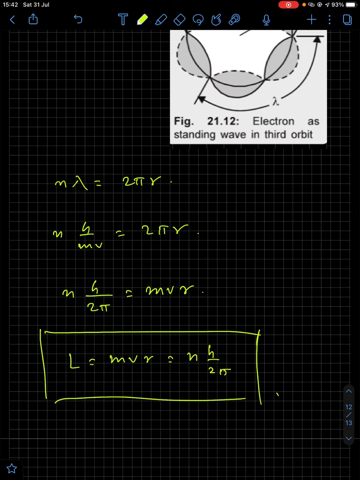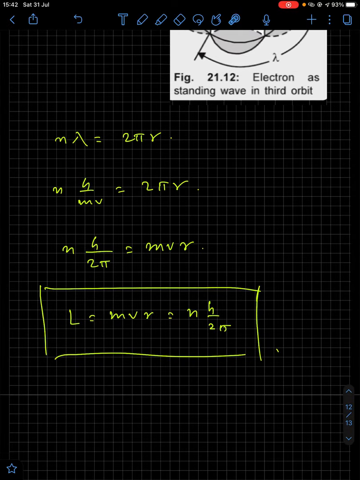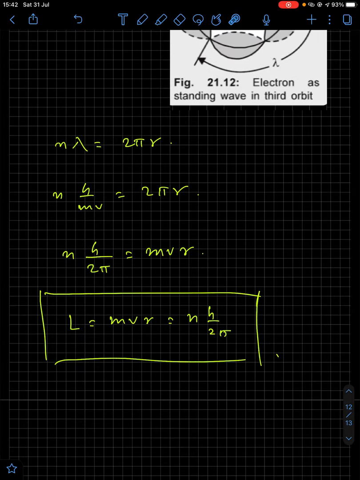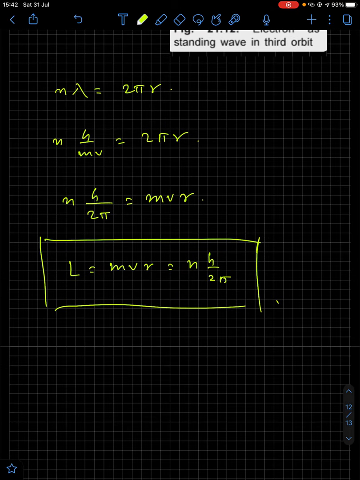So this is the expression that we need, and therefore Niels Bohr said that an electron can exist only in those orbits whose angular momentum satisfies this relation, where n is any number from 1, 2, 3, 4 and so on. So the angular momentum of the electron is quantized. It has certain fixed values decided by h by 2π, 2h by 2π, 3h by 2π, 4h by 2π and so on. So that is de Broglie's explanation.